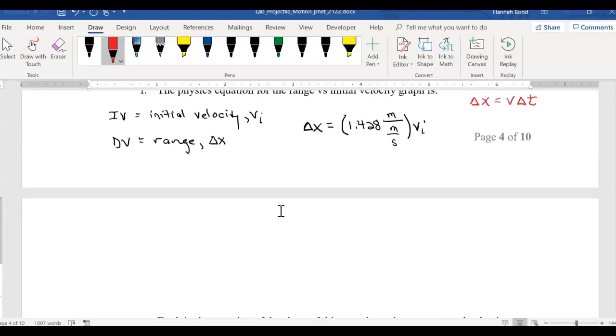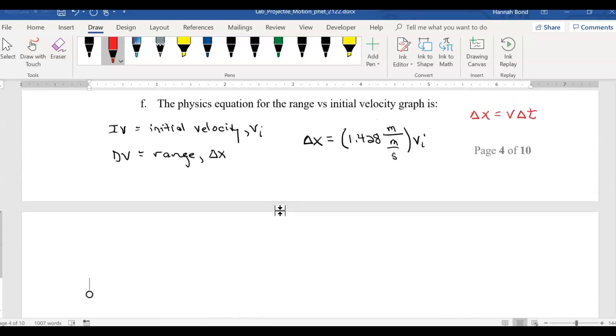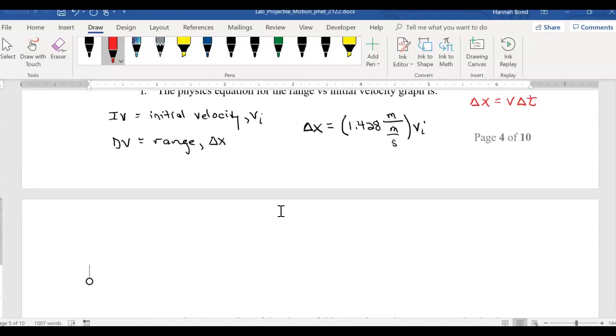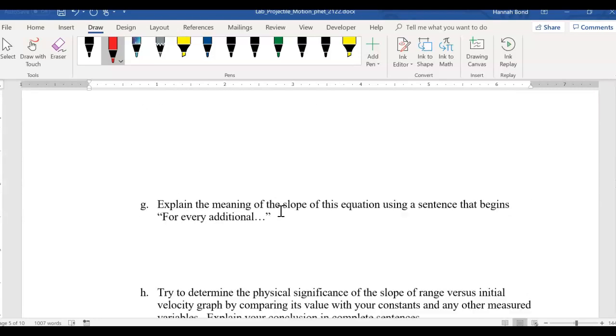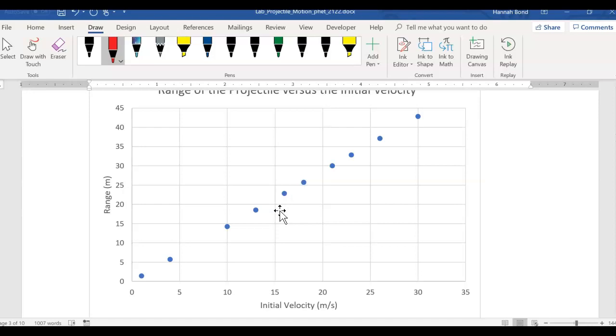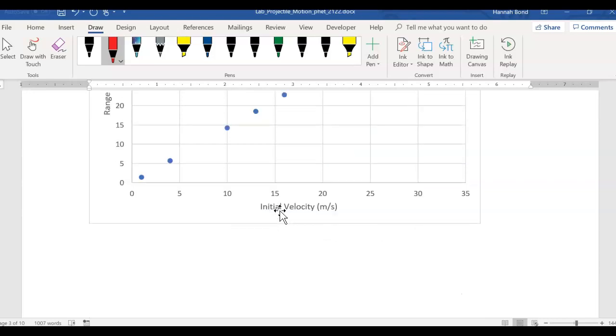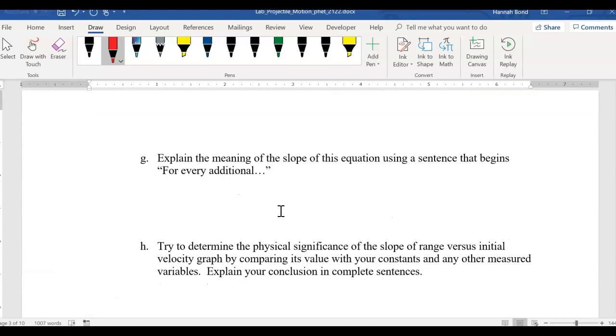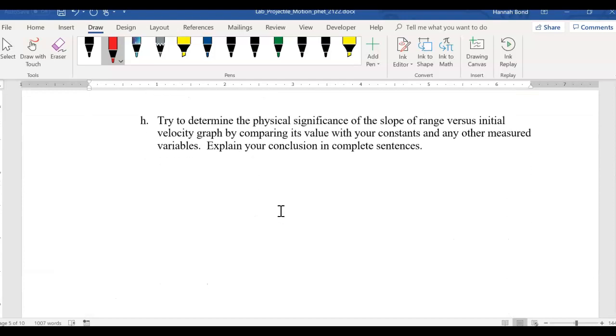What this is telling us is that for every additional meter per second of velocity, the range increases by 1.4 meters. As the initial velocity increases, the range also increases, and for every additional meter per second, the range increases by 1.43 meters.